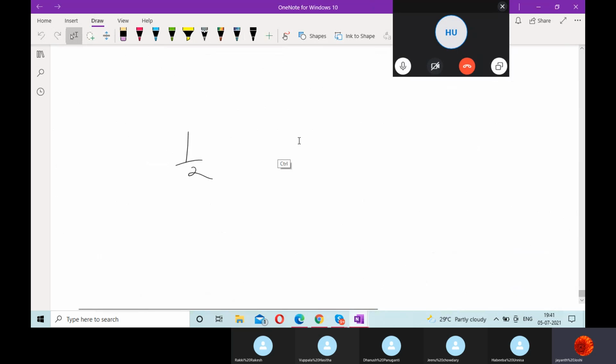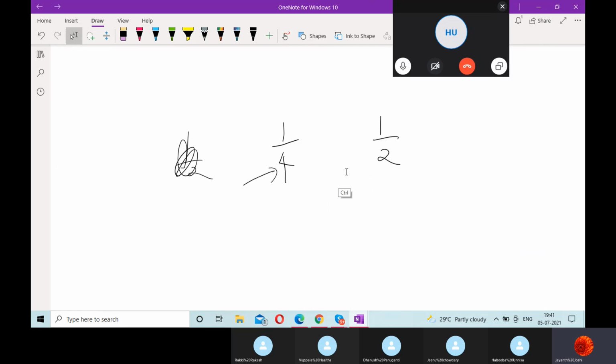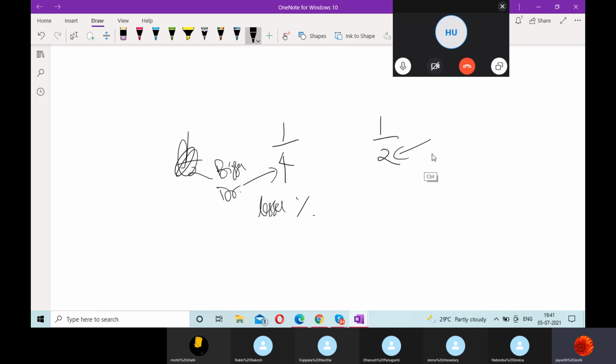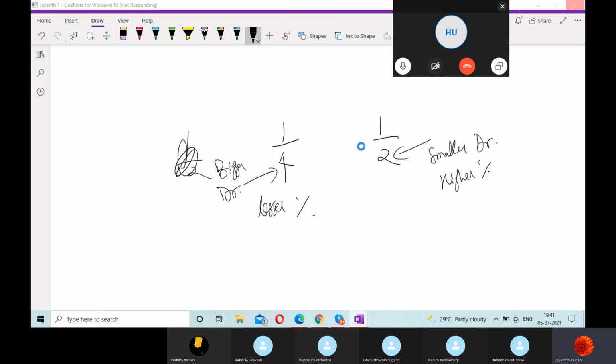So if I compare 1 by 2 and 1 by 4, the bigger the denominator in a fraction, the lesser the percentage. The smaller the denominator, the higher the percentage. Okay, that is the case. And in case of numerator... Let us do the question.